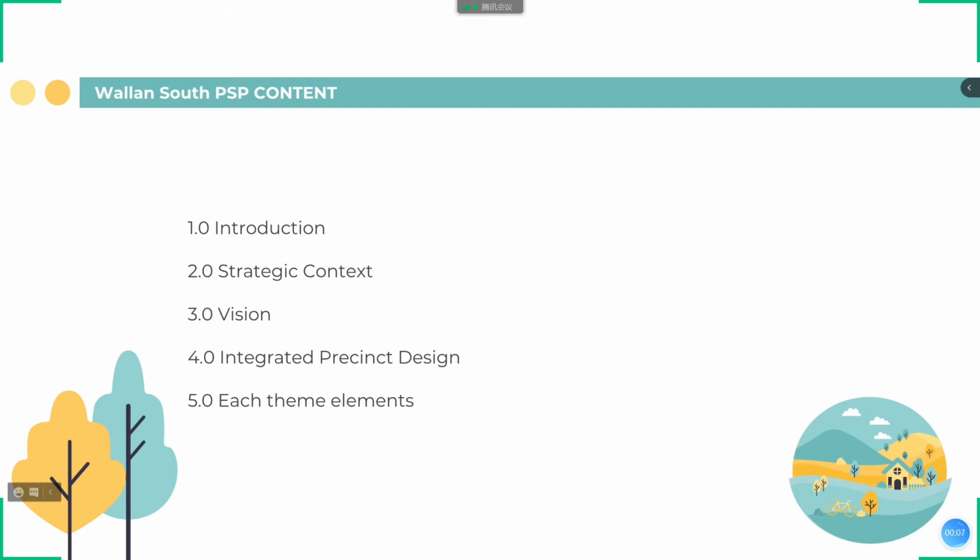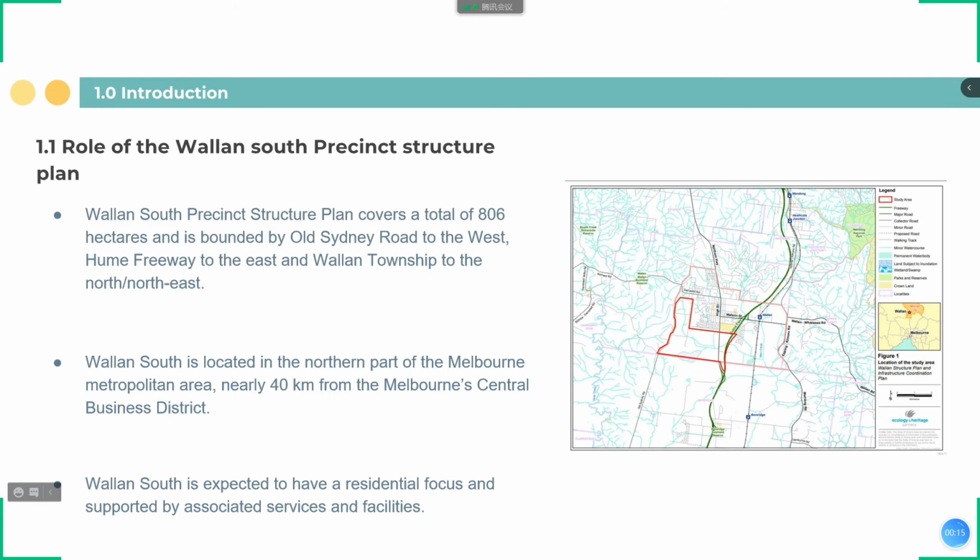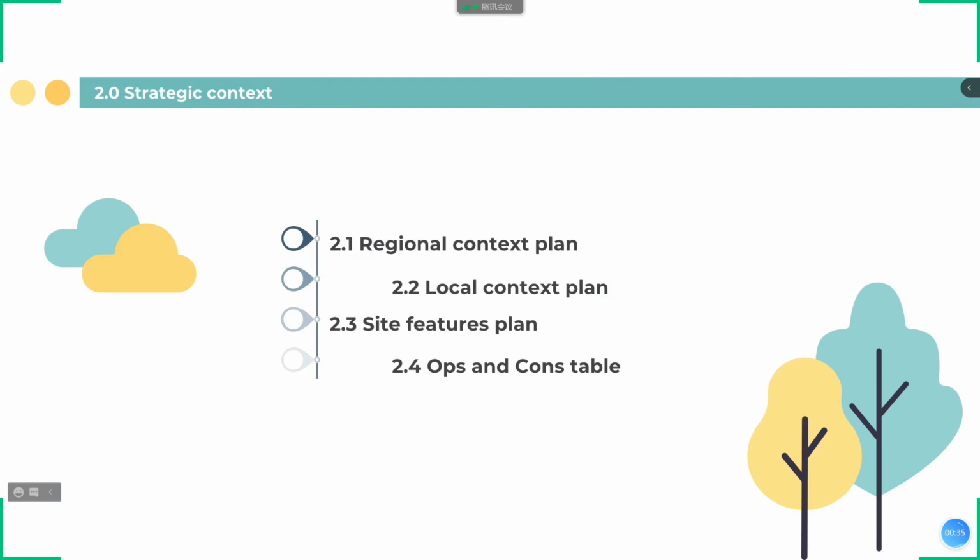The Wollen-South PSP content will include the introduction, strategy context, region, integrated design, and each theme element. First is the introduction of Wollen-South PSP. Wollen-South Precinct Structure Plan covers a total of 806 hectares and is bounded by Old Sydney Road to the west, Hume Freeway to the east, and Wollen Township to the north and northeast. Wollen-South is expected to have a residential focus, supported by associated services and facilities.